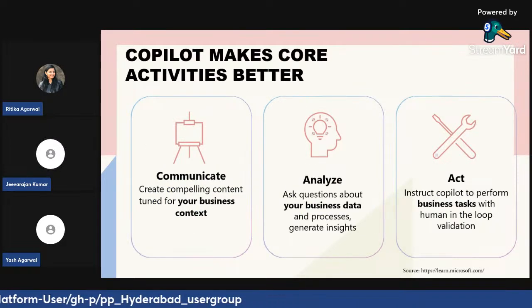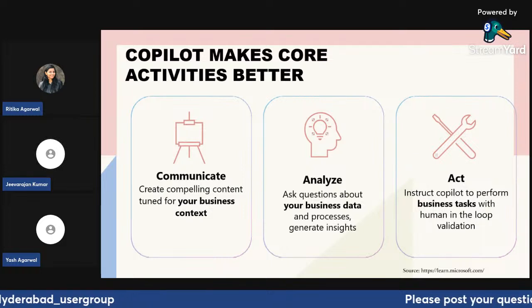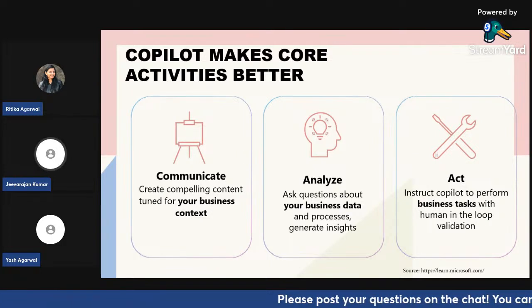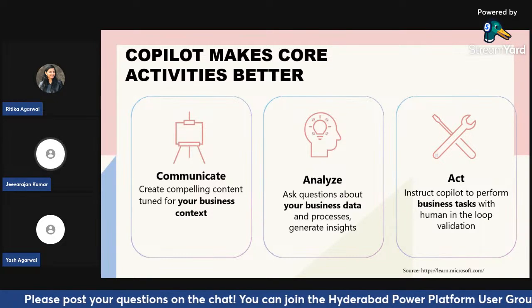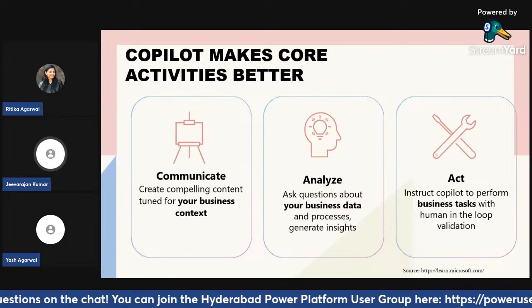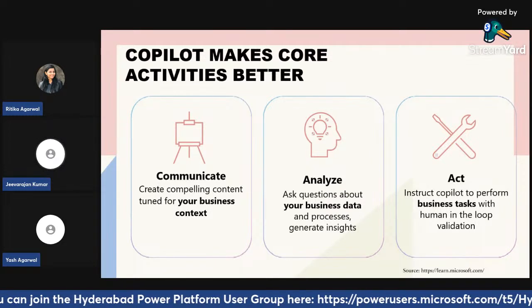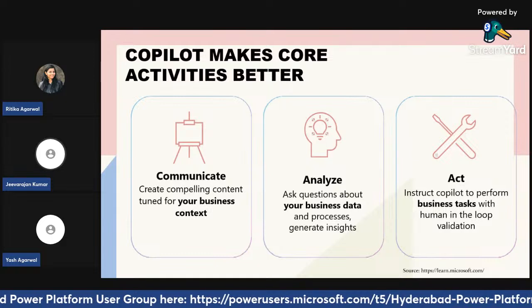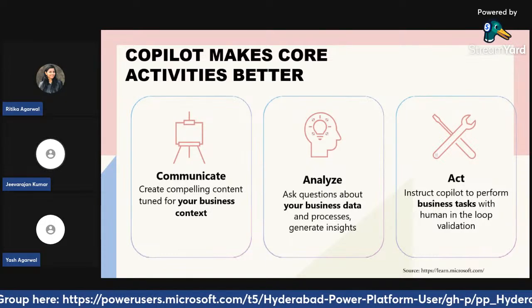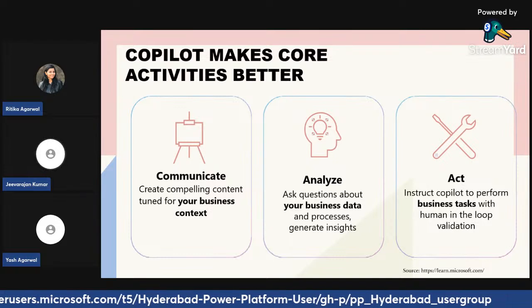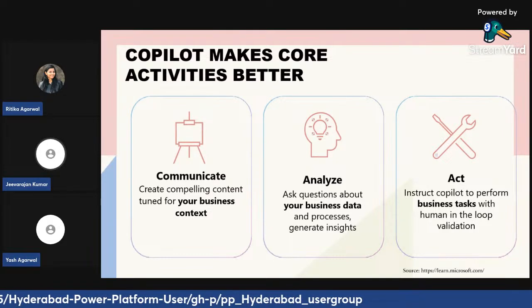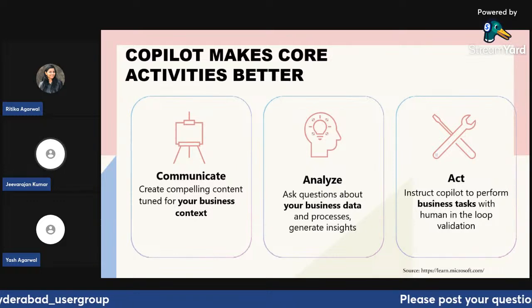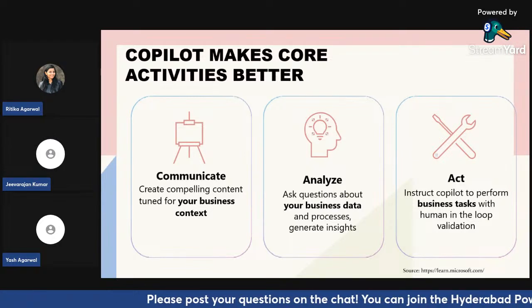As I said just before, Copilot really helps to communicate. It creates compelling content that's tuned for your business context, based on your business scenario and security. And it helps to analyze: you can ask questions in natural language to Copilot, and Copilot will process your data and generate very useful insights. It also helps to act, which means you can instruct Copilot to perform a business task with human-in-the-loop validation. Whichever repetitive task a human can do can be offered to Copilot, and that's one example of how Copilot can be used in your business.